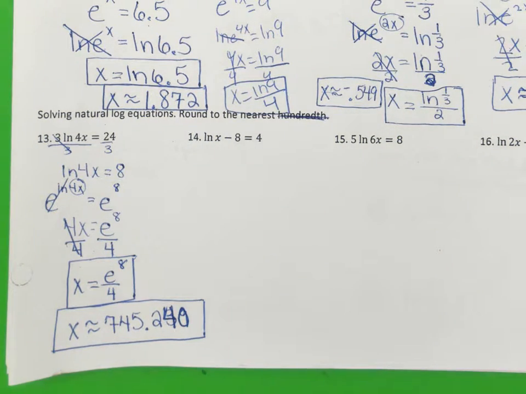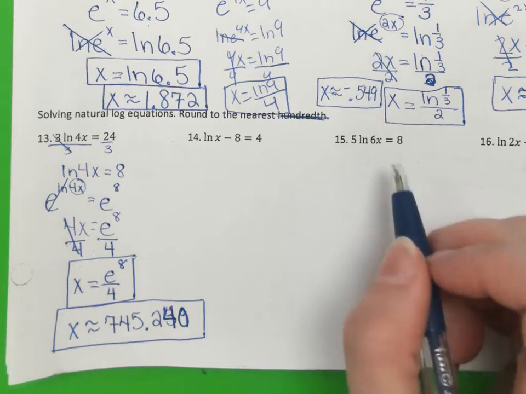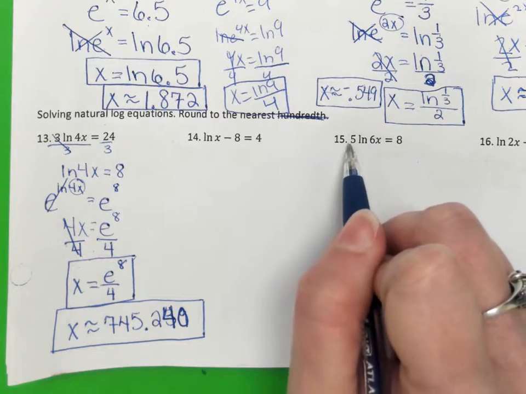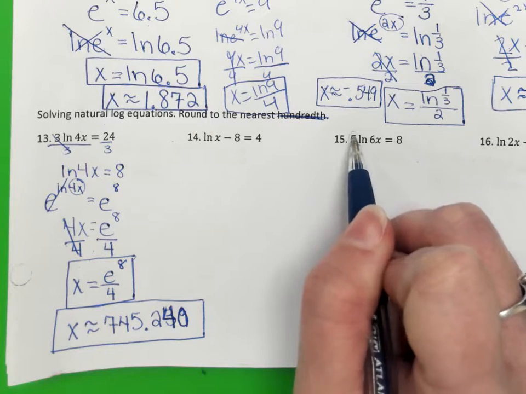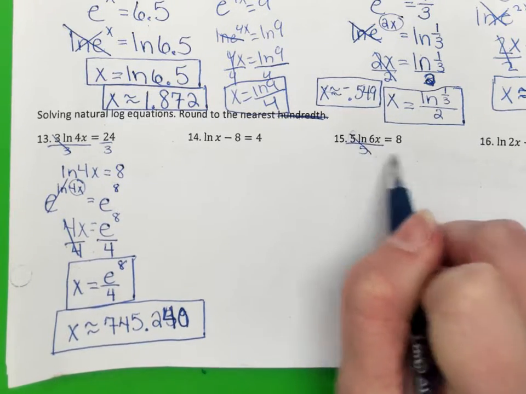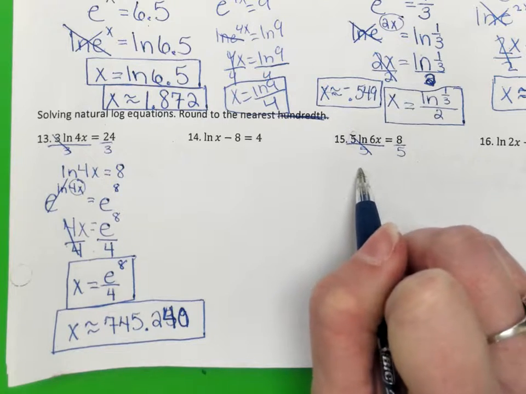Okay, one more. Which one you want me to do? 15. You want to do 15? Okay. All right. So, what would you do first? First of all, is this an exponent right here? No. Why? This is natural. There you go. All right. How do I get rid of it? Divide by 5. Holy moly, it's going to be a fraction.